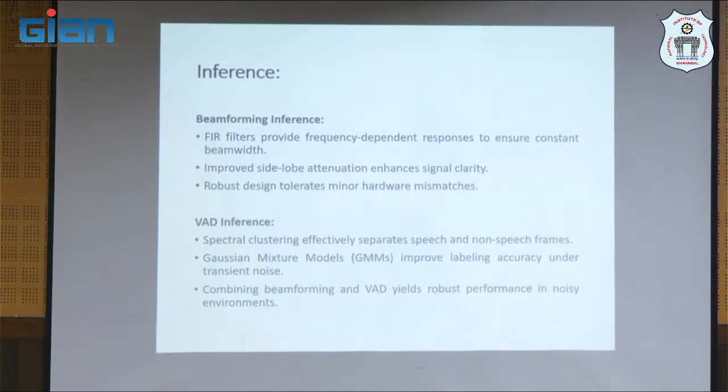And to get robust voice activity detection, we are going to use the spectral clustering method for separating speech and non-speech frames. Speech and noise have different spectral characteristics. By finding those, we separate the speech and non-speech, and we can find our speech signals. And we are going to use Gaussian mixture models, using probability statistics, to increase the accuracy by this method.